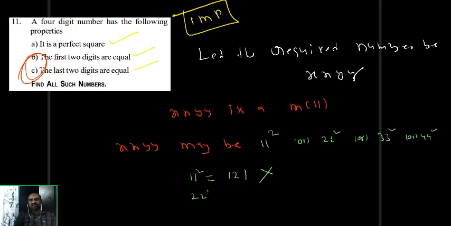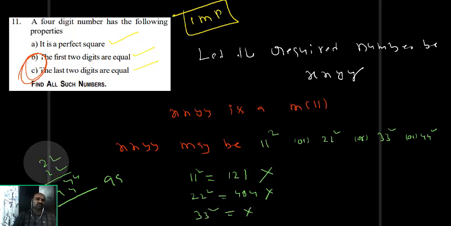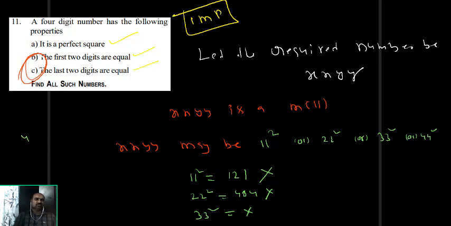22 squared I will take. 22 times 22 is 484. This won't be, it is a perfect square and divisible, correct only, but not four digits. So 33 squared I will take. 33 squared means 1089, this won't be. 33 squared also won't. Next option is with us, 44. 44 squared is 1936.